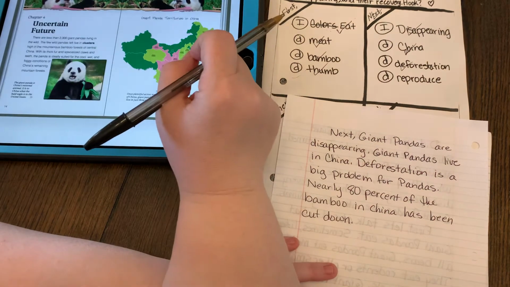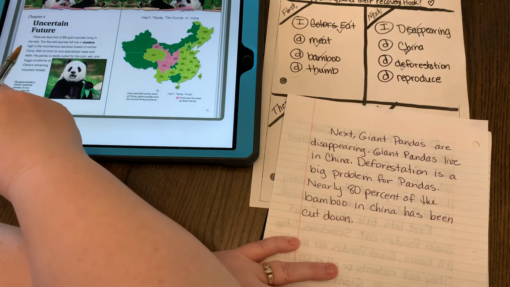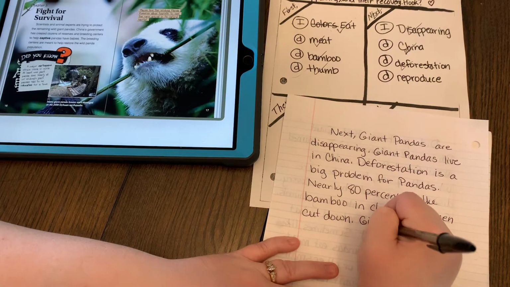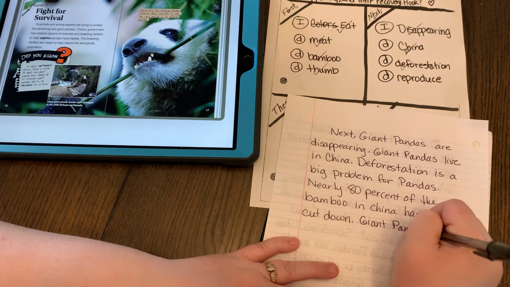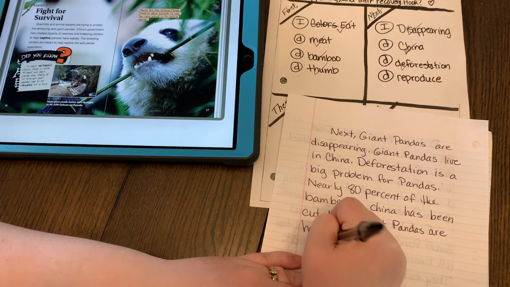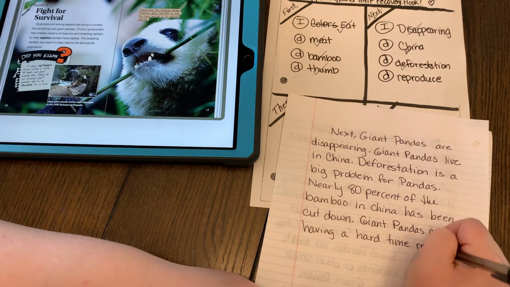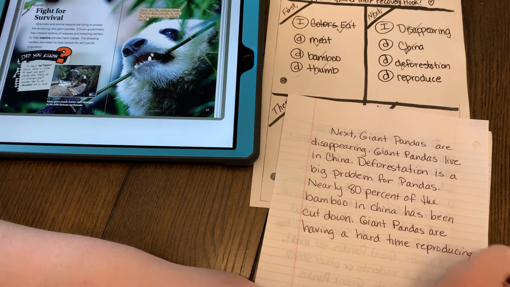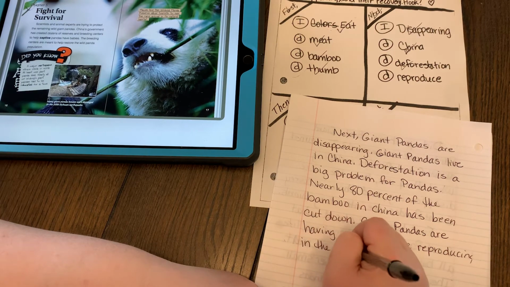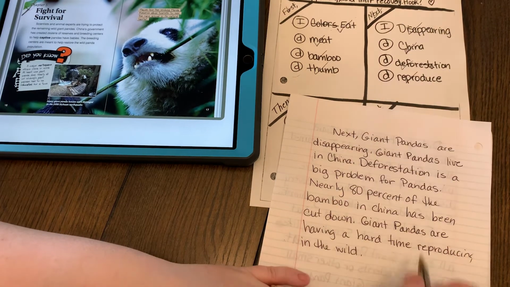Reproduce. We talked about how it's hard for pandas to reproduce. Let's see, where... Giant pandas are having a hard time reproducing. Ooh, look at that. In the wild. Okay, got that done. Now I'm going to write a wrap-up sentence about disappearing.